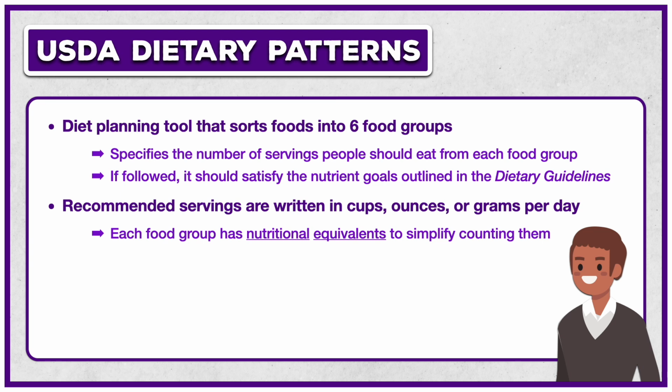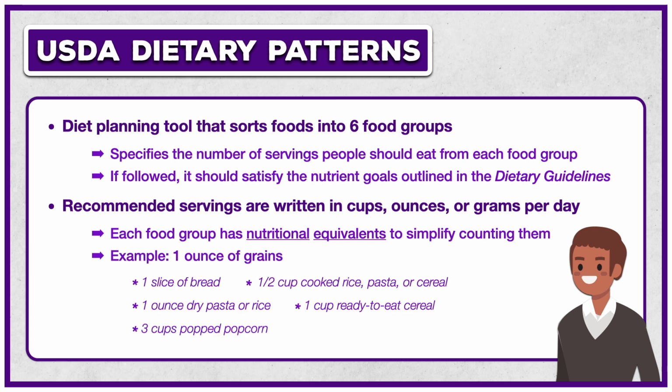For example, when looking at the USDA Dietary Patterns, Mr. Jones sees he should aim for 8 ounces of grains daily. 1 ounce is equal to 1 slice of bread, 1/2 cup cooked rice, pasta, or cereal, 1 ounce dry pasta or rice, 1 cup ready-to-eat cereal, and 3 cups of popped popcorn.